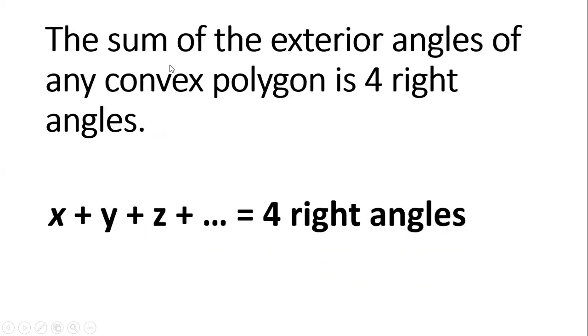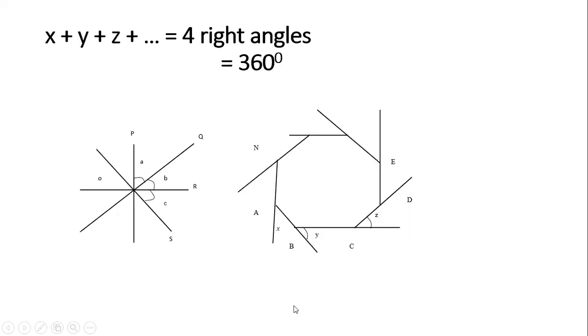Second theorem: the sum of the exterior angles of any convex polygon is 4 right angles. That is, when you add angle X outside plus angle Y plus angle Z plus angle dot dot dot till the last angle outside, it is going to give us 4 right angles, which is 4 times 90, 360 degrees. And that's it now.